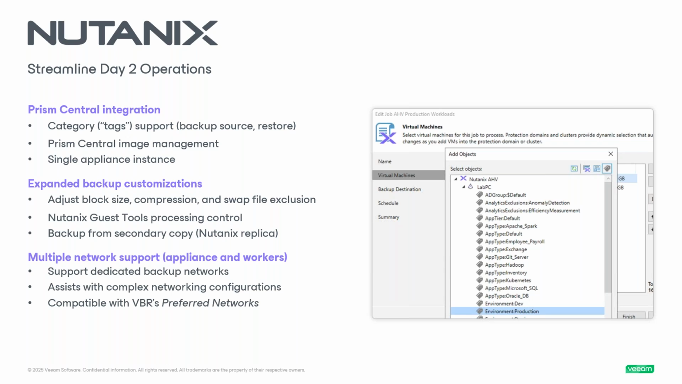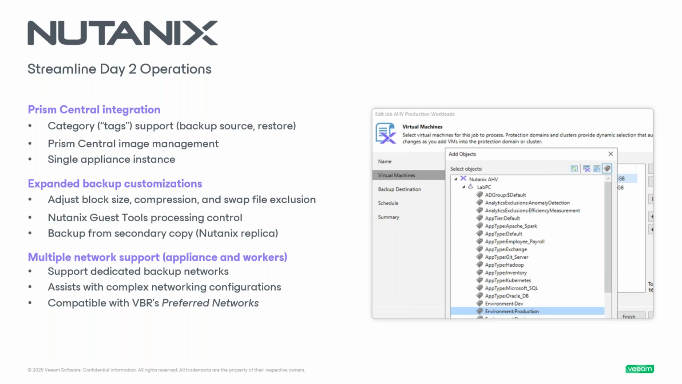And for some reason, some customers say, hey, instead of backing up from a production copy, I want to back up from a Nutanix replica, because you are using the hardware to replicate snapshot copies across to probably another host or another cluster. We can actually back up from a secondary copy.